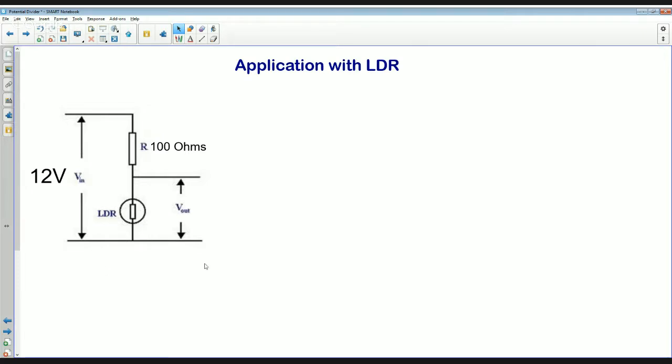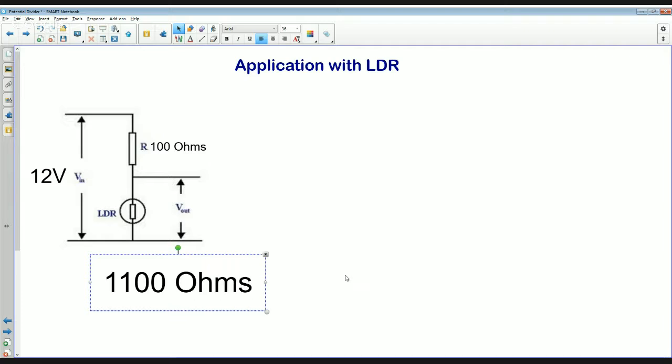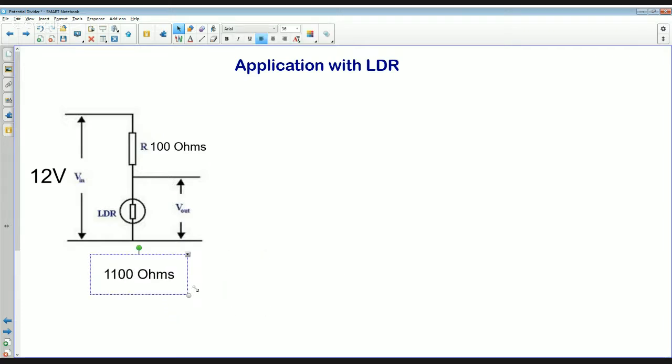So let's say it goes up by 1,100 ohms. Now, if that's the case, the resistance now at the LDR is 1,100 ohms, right? So what is the voltage on the output? All right. So the voltage on the output can be calculated, right? So in this case, let's call it V out.